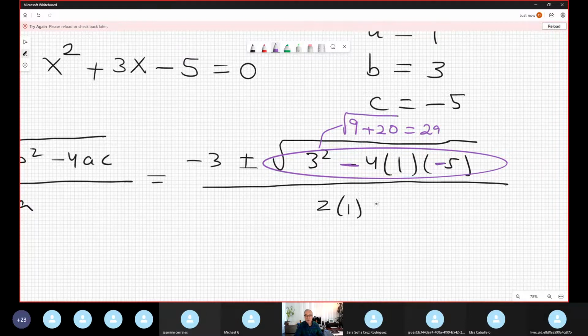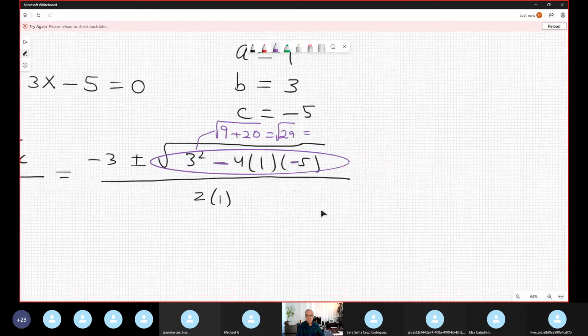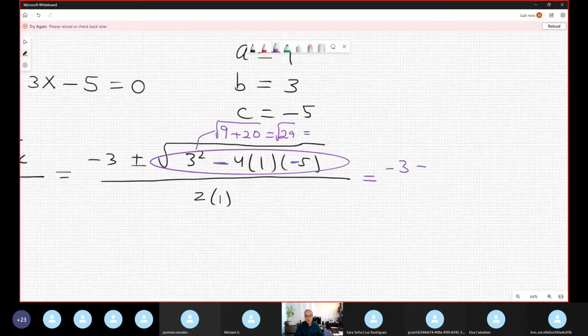Now square root of 29. 29, unfortunately, is a prime number. We cannot simplify anymore, but it's real, irrational. And the answer so far is minus 3 plus or minus radical 29 divided by 2.